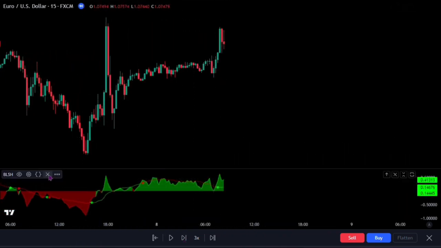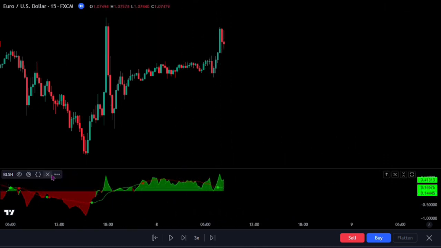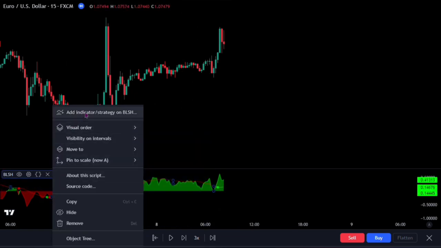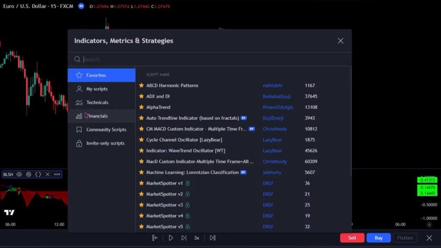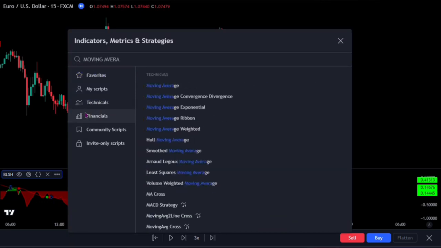We would first attach a moving average onto the indicator. And how do we do that? First, we would click on these 3 dots, then click on the Add Indicator/Strategy on Buy Low Sell High Composite. When you click on that, search for the moving average. This one right here by TradingView.